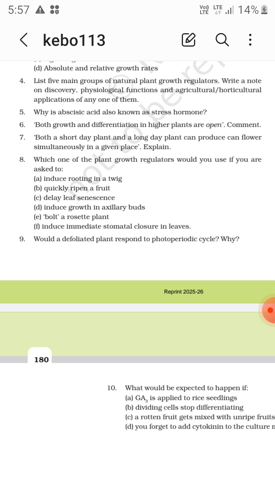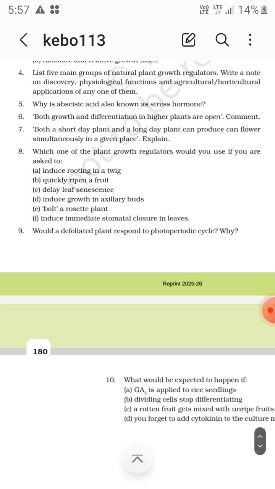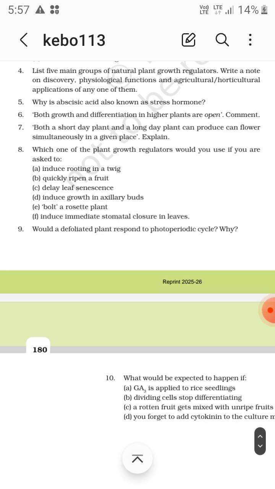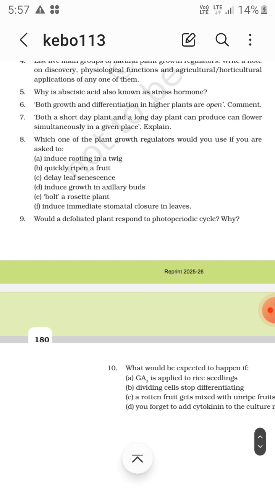Now, both growth and differentiation in higher plants are open. Comment. Why is it so? Because in plants there is meristematic tissue and the growth is continuous. And differentiation leads to maturation. In higher plants they are open because cells can be de-differentiated and redifferentiated, and then there is growth.